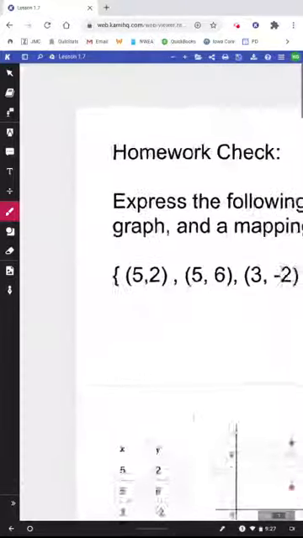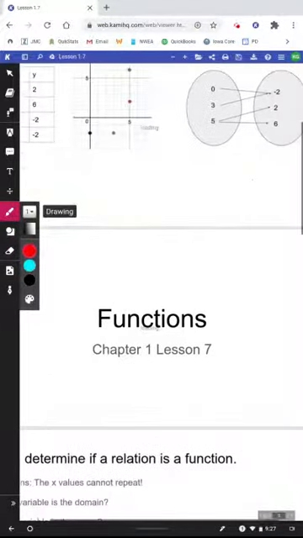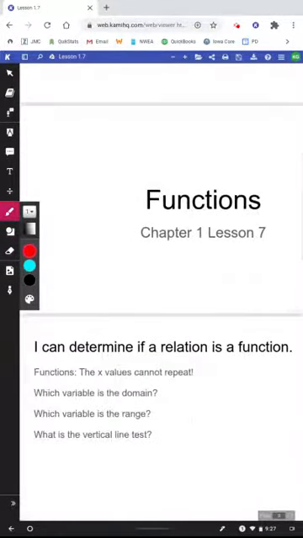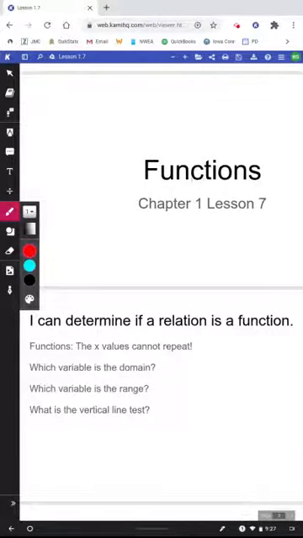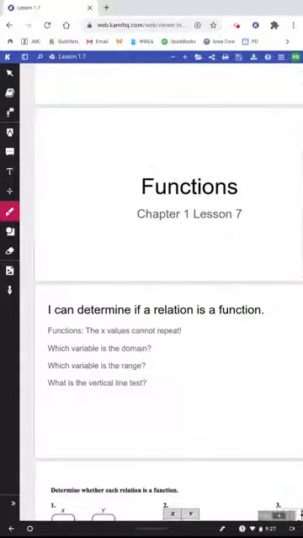Today's lesson is Chapter 1, Lesson 7, Functions. So yesterday we talked about relations, and today we're going to be talking about what's the difference between a relation and a function. So a relation is just a set of values, and in a function, the difference is it's a set of values also, but our x values for a function cannot repeat.